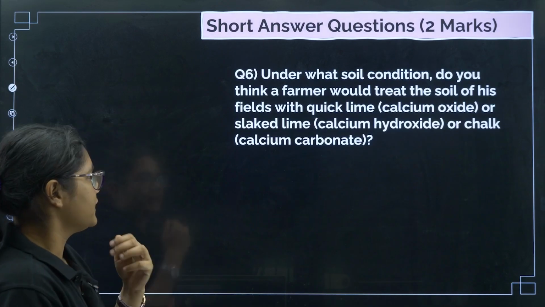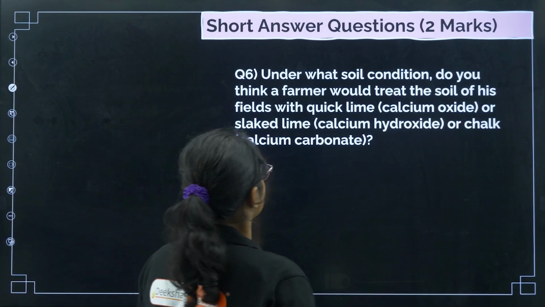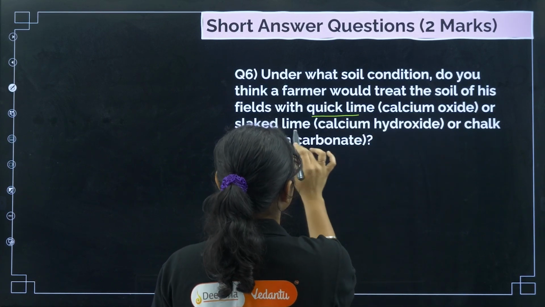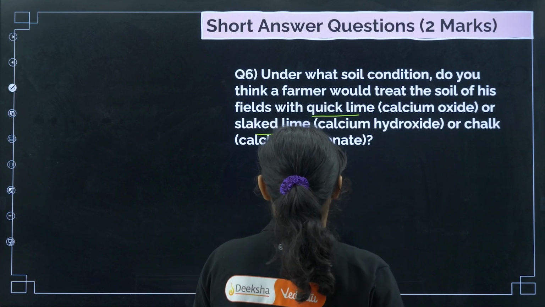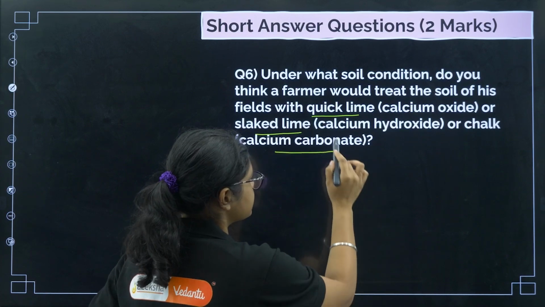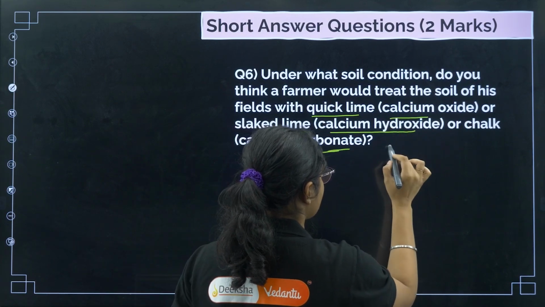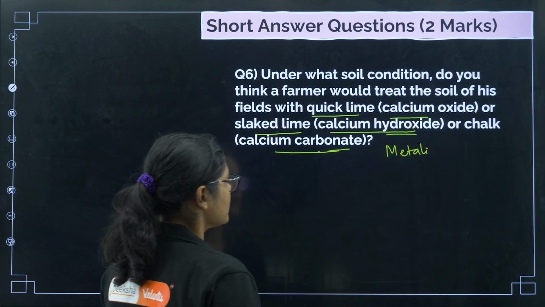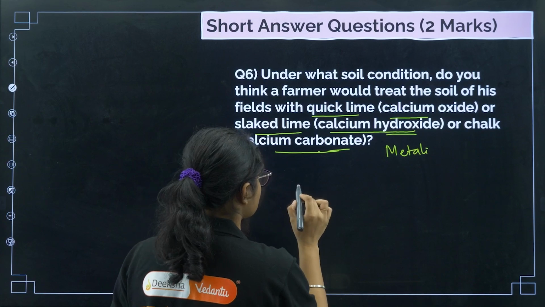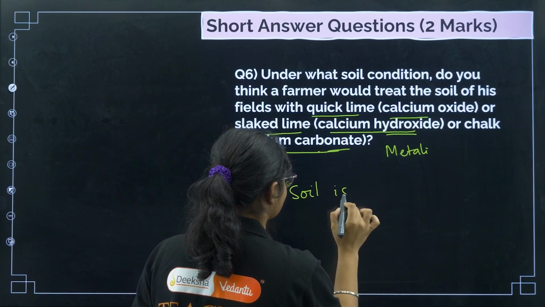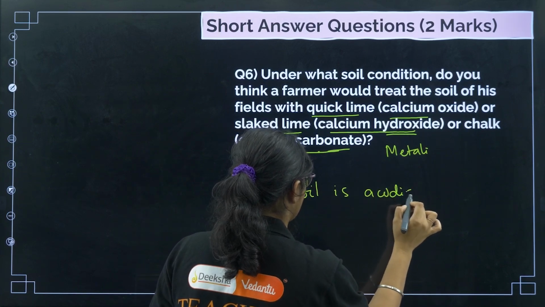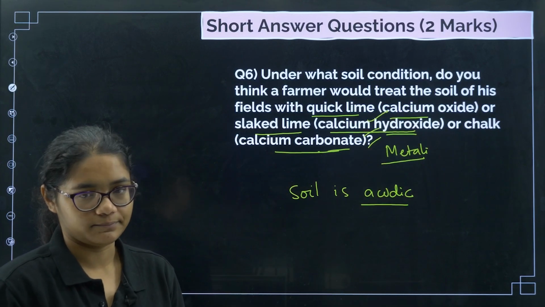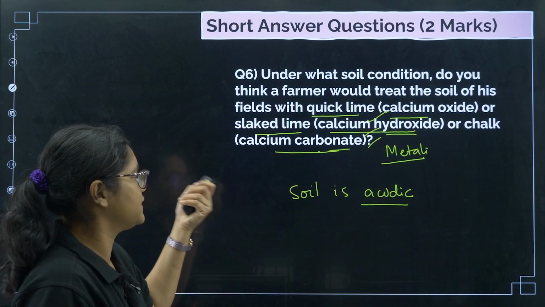Okay, fine. Next question, under what soil condition do you think a farmer would treat the soil of his field with quicklime or slakelime or chalk or calcium carbonate? Okay, so you can see these are all bases, right. So this is a metallic oxide, this is a base, and this is a salt. So under what soil condition? If the soil is acidic, then it should be treated with these type of things to make it neutral. Okay, so just you have to mention that, you will get the full marks.